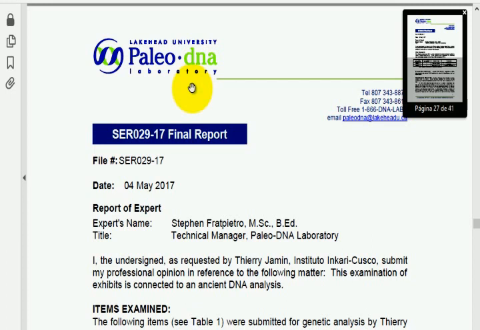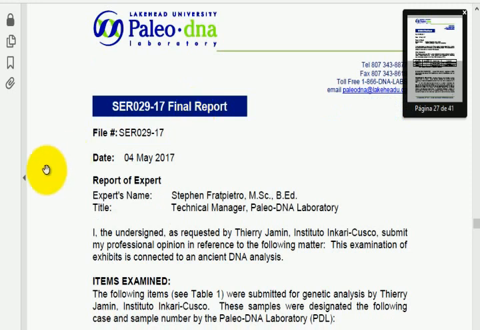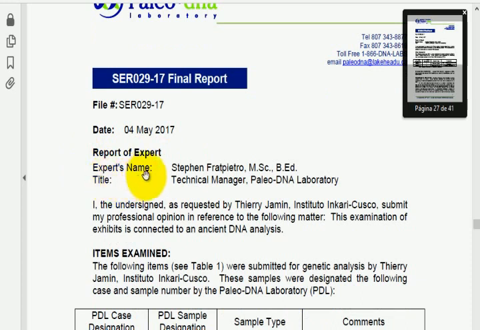And this is a mitochondrial DNA test, a real mitochondrial DNA test. I explained that to identify different species, we need to make a mitochondrial DNA test. Then, the date is May 4, 2017, this year. The expert's name is Stephen Fratpitro, MSc.